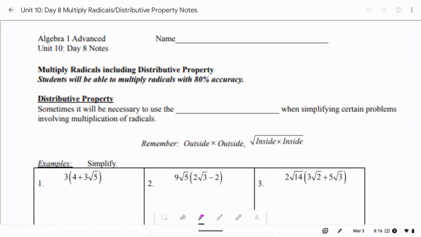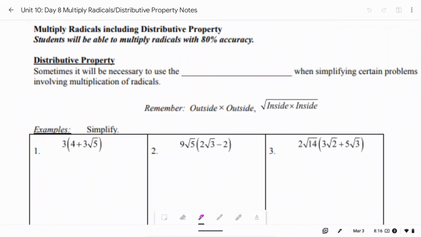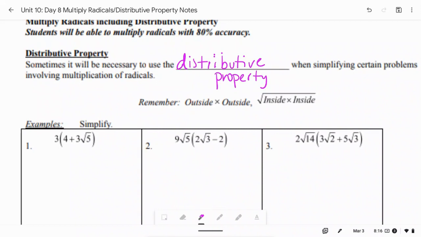In this video, we will continue to discuss multiplying radicals, including using the distributive property with radicals. So remember that sometimes it will be necessary for us to use the distributive property whenever we're simplifying certain problems involving the multiplication of radicals. So anytime you have a number or a radical outside of a parentheses, that's when you're going to be using the distributive property. We're still going to use the rules of multiplying, where we do the outside number times the outside number and then the inside number times the inside number.